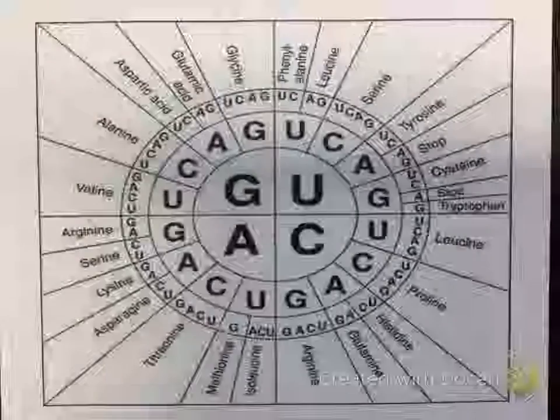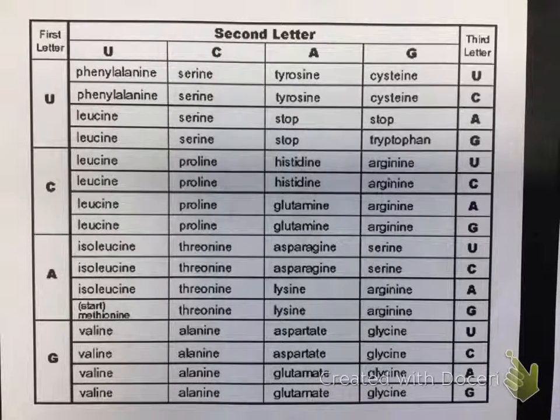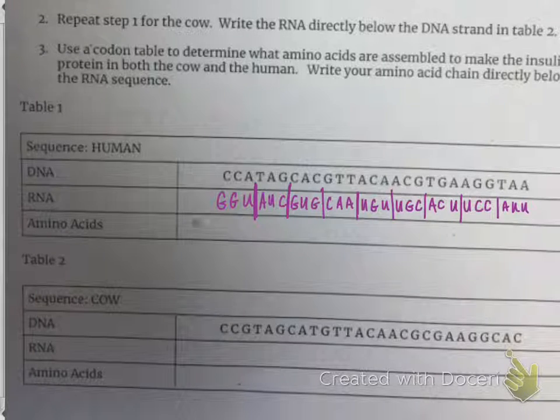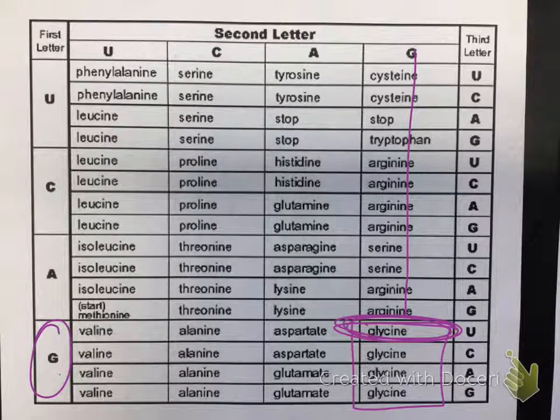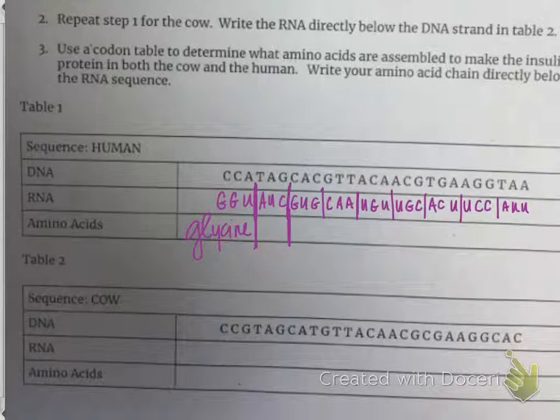So G, G, U, what amino acid would that be? We start with G. That's our first letter. Our second letter is G. And our third letter is U, and it doesn't matter what the third letter is, because it's still going to be glycine. And what does glycine get hooked to? AUC. Isoleucine.